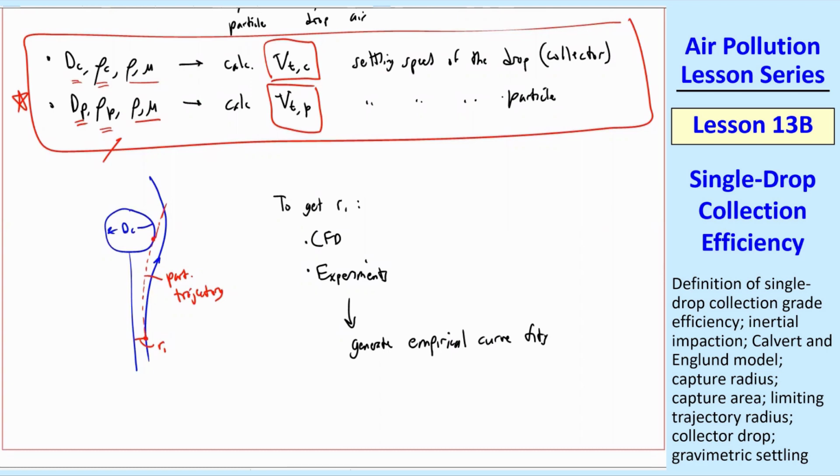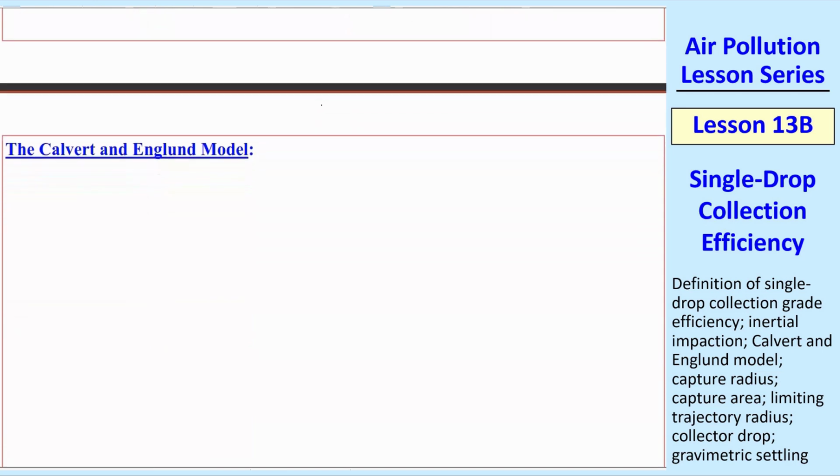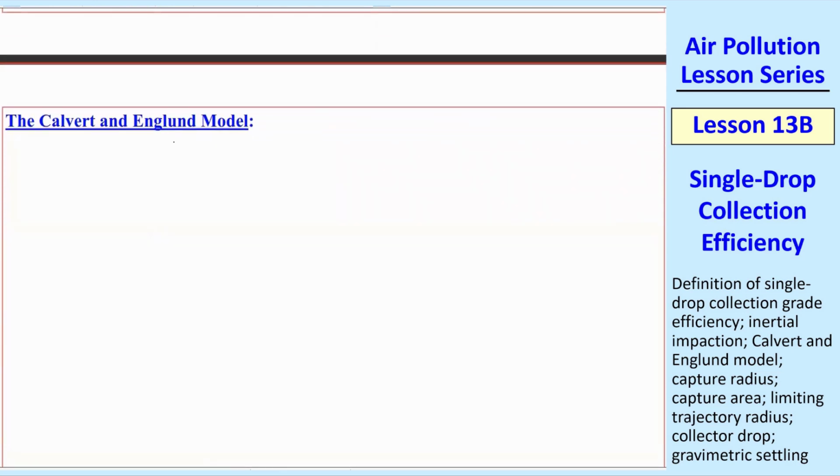And several people have done this. We're going to look at the experiments. We're just going to pick one of them, in fact. I'm going to use something called the Calvert and Englund model. Notice this is a U, not an A. It's not England, the country. His name was Englund. I'll call this the C and E model for brevity. This is the only model we will use in this course. It is an empirical model, and here's how it works.